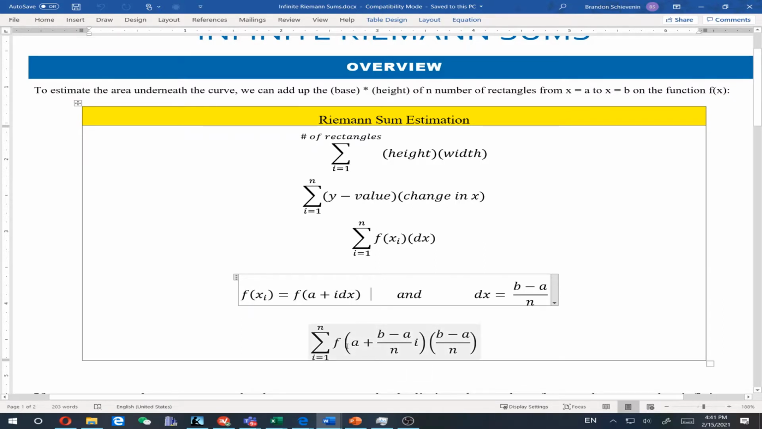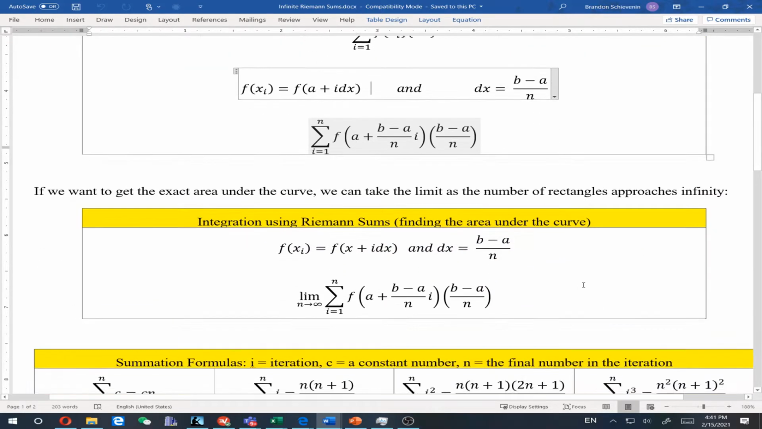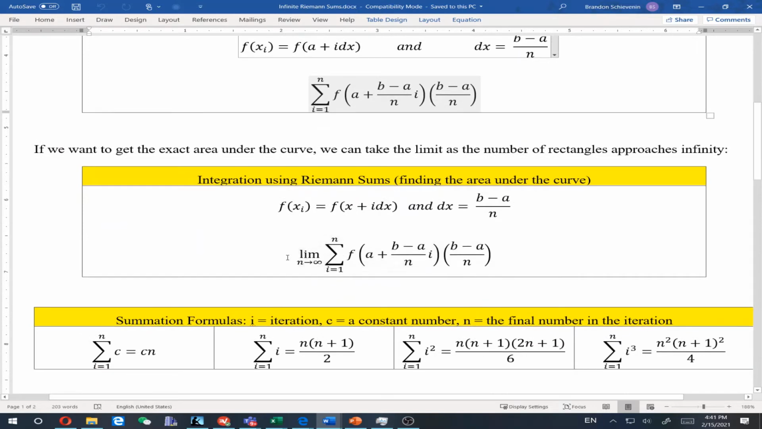So this would be my height at my start point plus my change in x, which is my total distance, start point to end point, divided by my number of rectangles, times i. That would give me my height at the right side, times my base, which is my end point minus start point, divided by my number of rectangles, giving base times height, the area of our rectangle. Putting it all together, it would look like this. I'm taking the limit as n, the number of rectangles, approaches infinity, of the sum from 1 to n of our function of our start point plus our change in x times iteration, times b minus a over n.